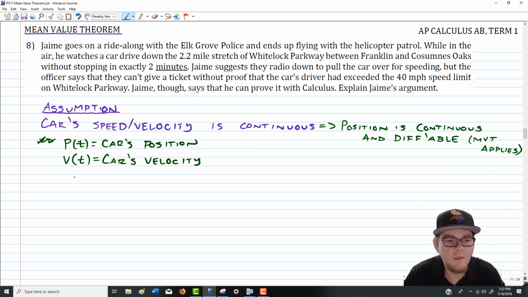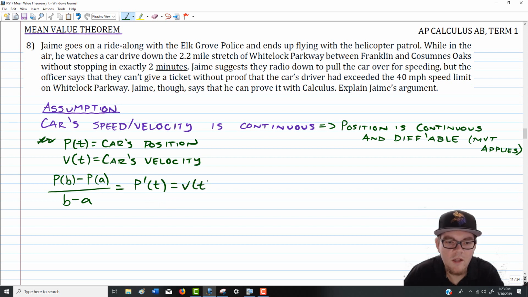So with that said, the mean value theorem applies, then P of B minus P of A over B minus A is equal to P prime of t. But remember, we said P prime of t is going to be the velocity. So this was literally P prime of t. So with that in mind, now let's think about these things.